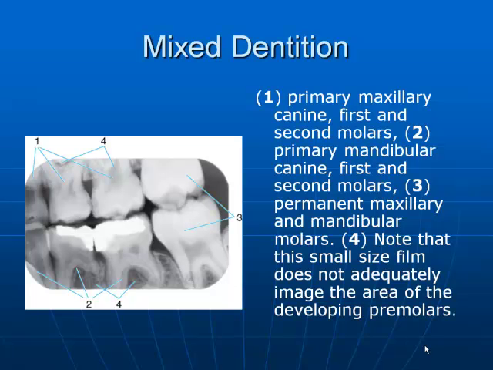In this film, you can see the radiographer used a size 1 film in this slide, and the x-ray does not adequately show the developing premolars. If the child has 6-year molars, please use size 2 bite wings, not size 1 film.